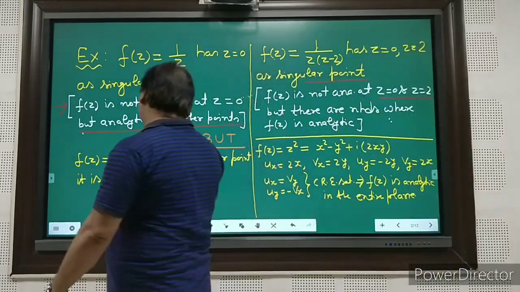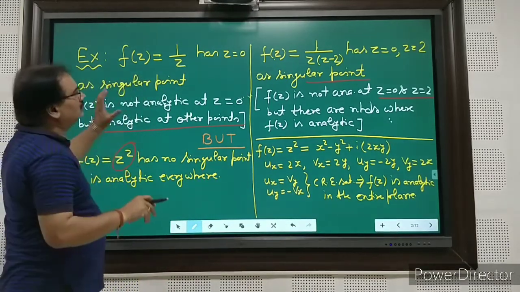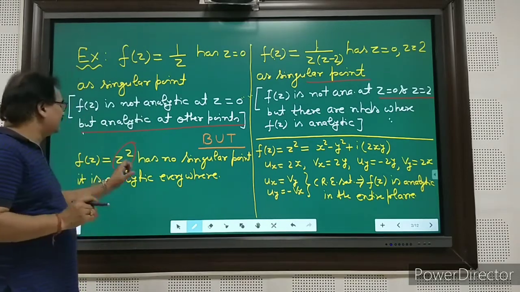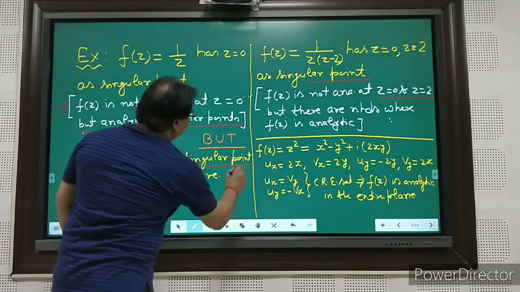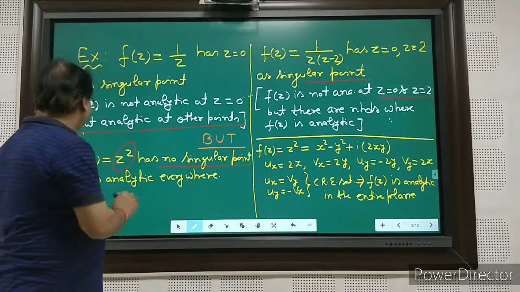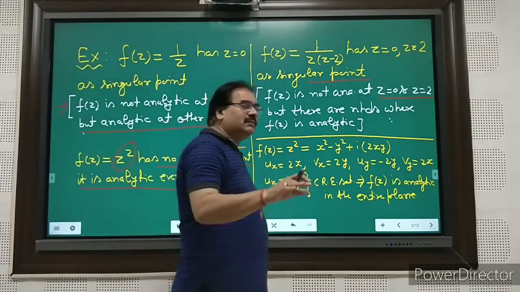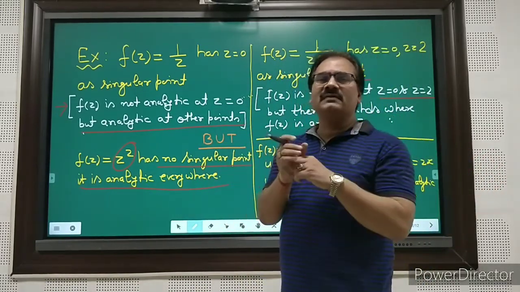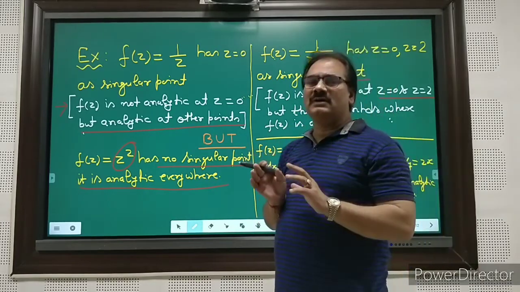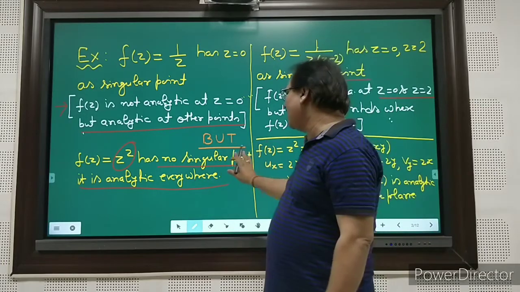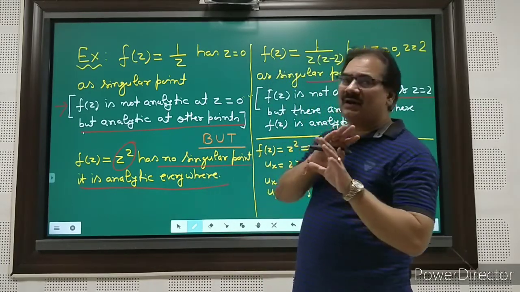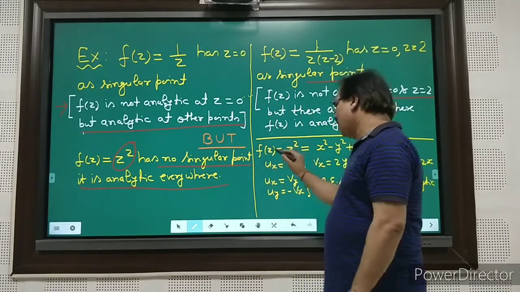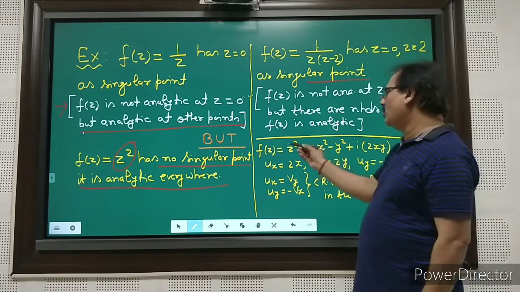Look at the difference between all the examples, because of that I have collected them here. f(z) equals z squared has no singular point. Why? Because it is analytic everywhere. There are plenty of functions f(z): some have singular points, but some have no singular point. This one has no singular point as it is analytic everywhere. You can also prove this very quickly by writing f(z) equals z squared, and you know what f(z) is.